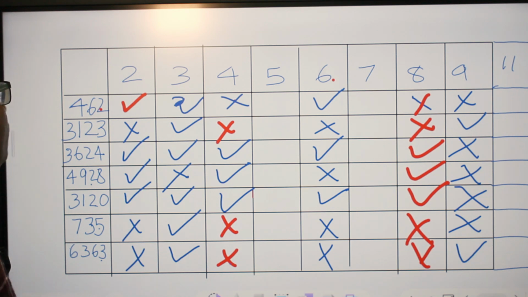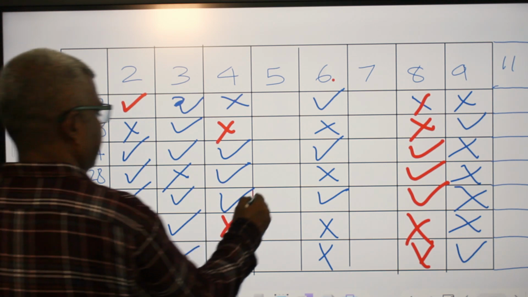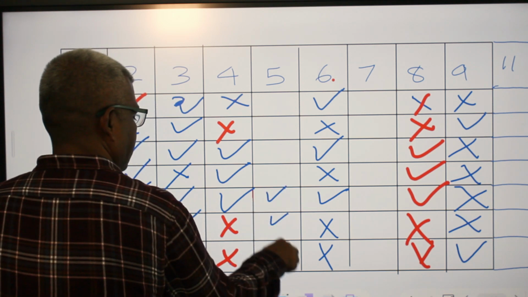Good. Okay, divisible by 5, very simple: the numbers ending in 0 or 5, 3120 and 735. Remaining all no.